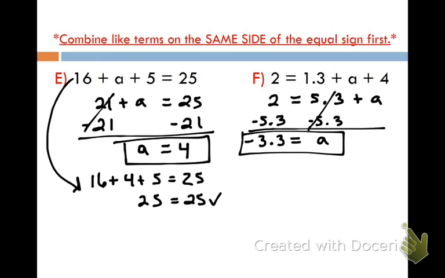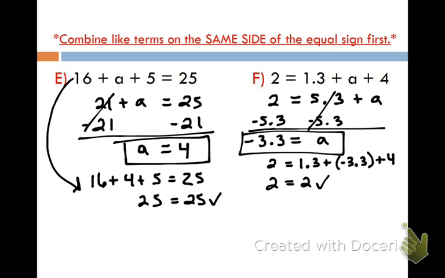Okay, so here's what's happening when I plug this in. 2 equals 1.3 plus negative 3.3 plus 4. That is 2. 2 equals 2, and that is correct.